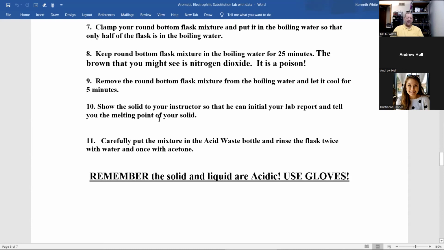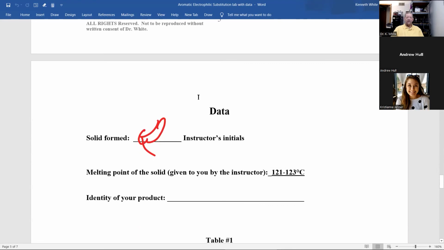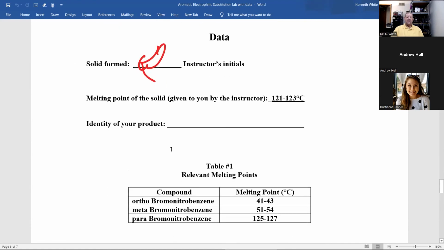That's the bromonitrobenzene. Now, if we had another hour lab, which face-to-face we don't, I would tell you where to put the waste and how to take care of that. I would have you initial it. This is my initials, a K inside a W.